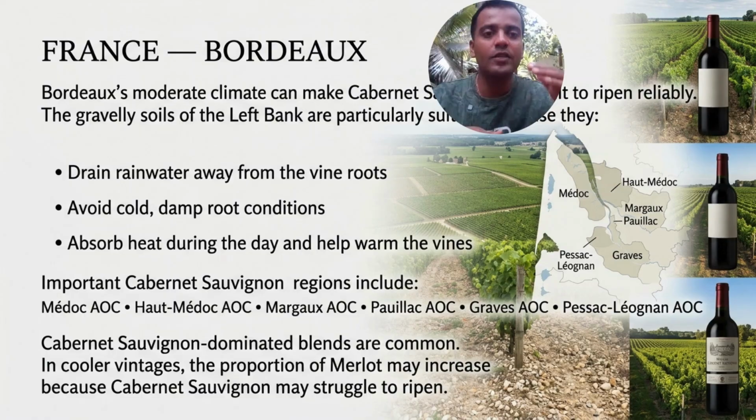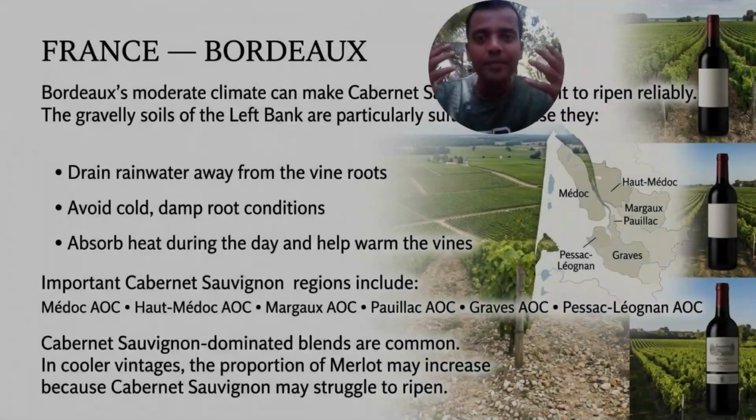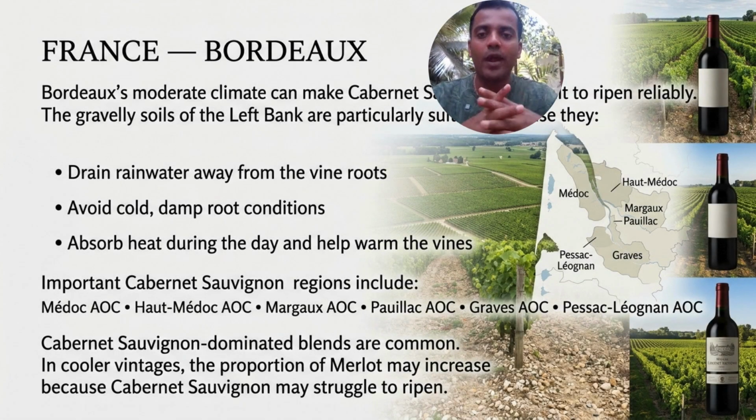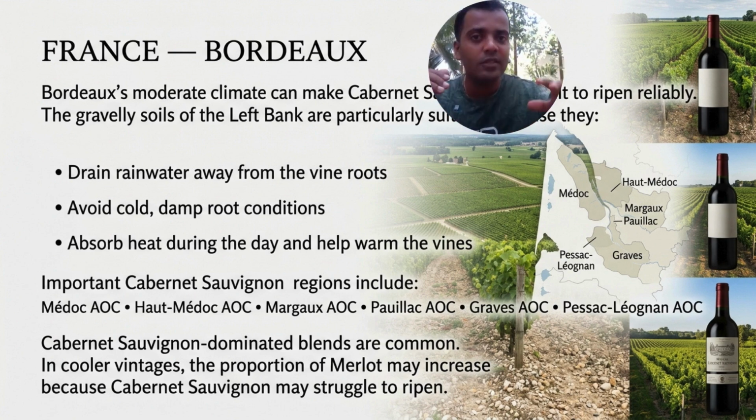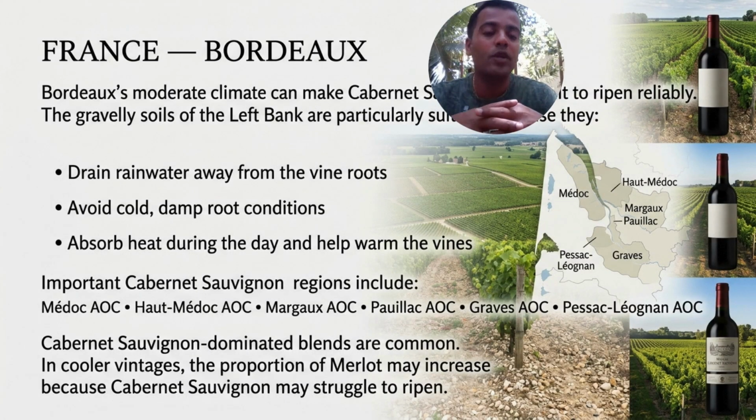Now we know it requires moderate to warmer conditions. In warmer climate conditions, Cabernet Sauvignon ripens more reliably and easily, right? So because of the benefits of the soils found on this left bank of Bordeaux, it helps this grape variety to reach full ripeness. So one of the benefits is draining rainwater away from the vine roots. As soon as it rains, this soil helps to drain off all this rainwater quickly. And the other thing is it avoids cold, damp root conditions.